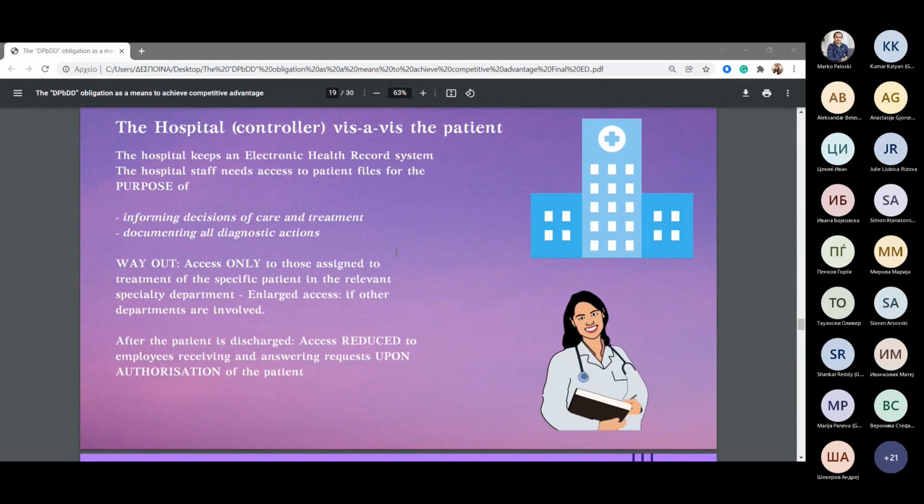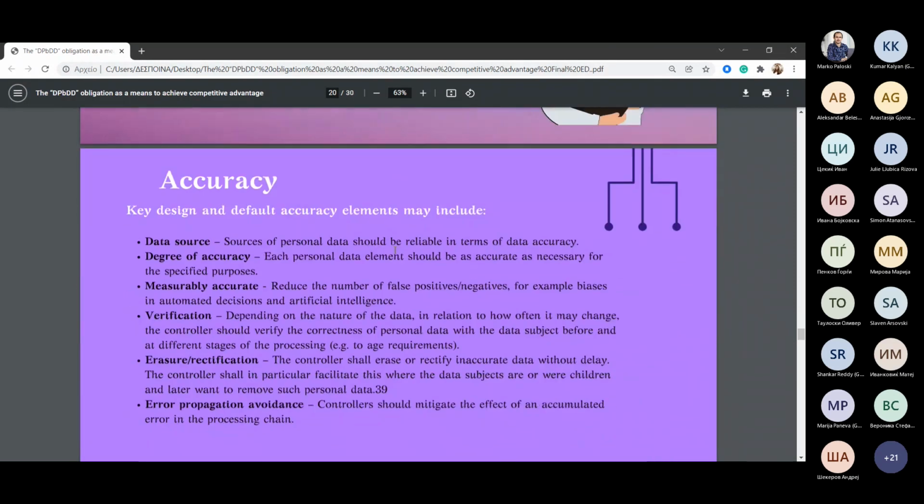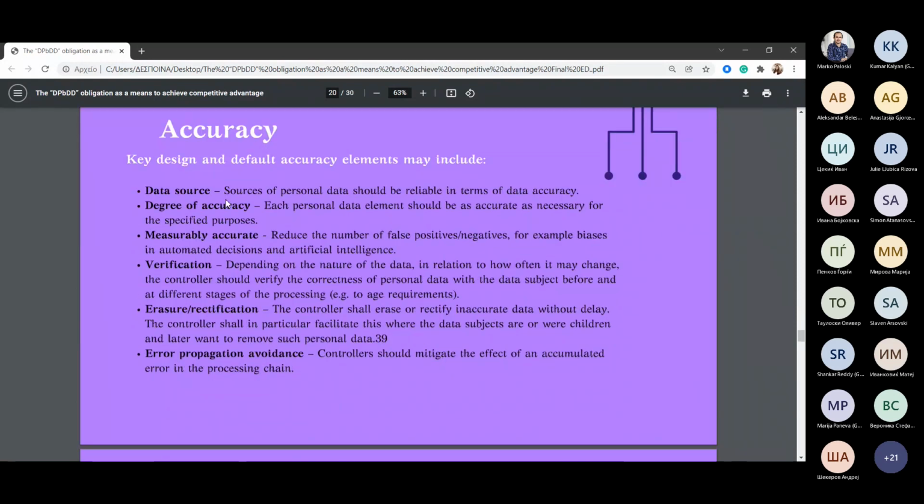And the access is enlarged if other departments are involved in the treatment. After the patient is discharged, the access must be reduced to employees receiving and answering requests upon authorization of the patient. So this is a way of minimizing the data. And we have accuracy. Some key design points: data sources of personal data should be reliable in terms of data accuracy. Each personal data element should be as accurate as necessary for the specified purposes.